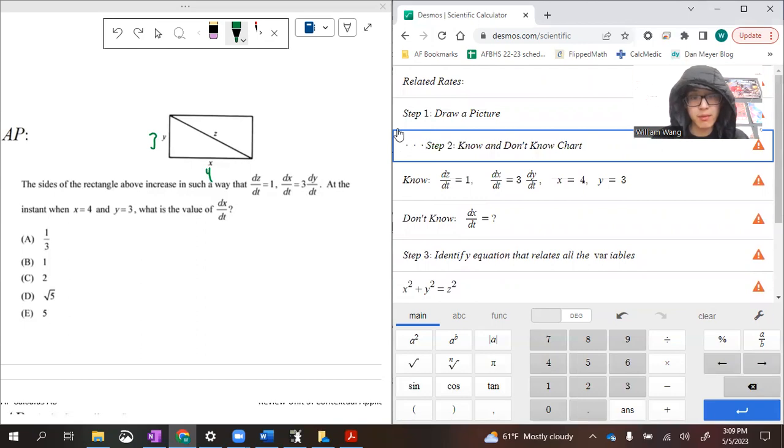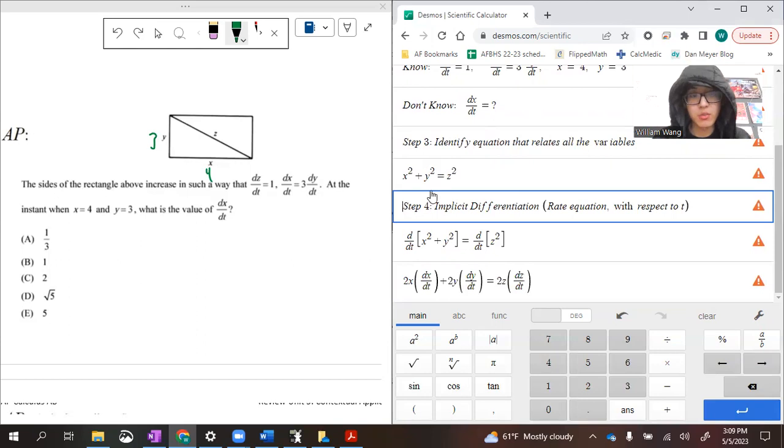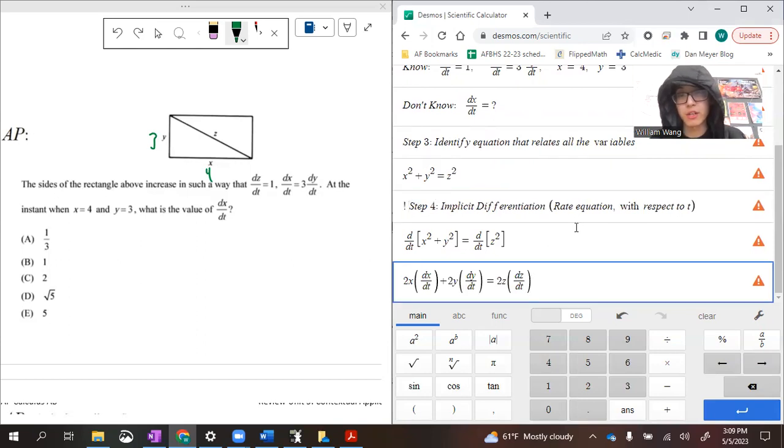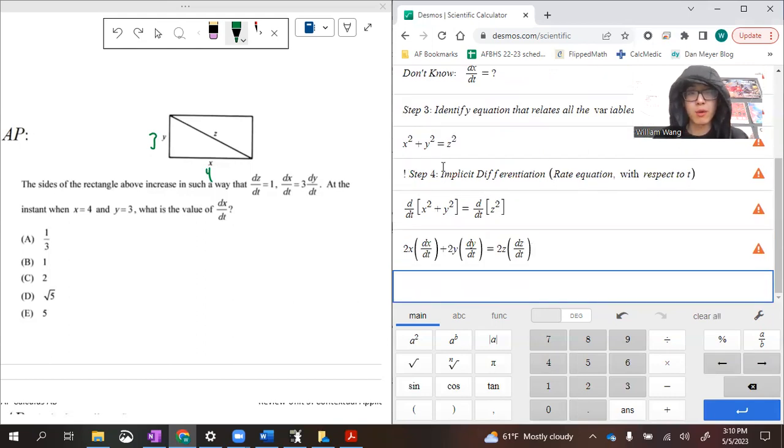This is an important step. So I want to star this. I'll put an exclamation point. And step 4 is also a really important step. We got to know how to do these because step 4 is my implicit differentiation. That's just knowing how to do a derivative rule. Cool. I have my step 4.